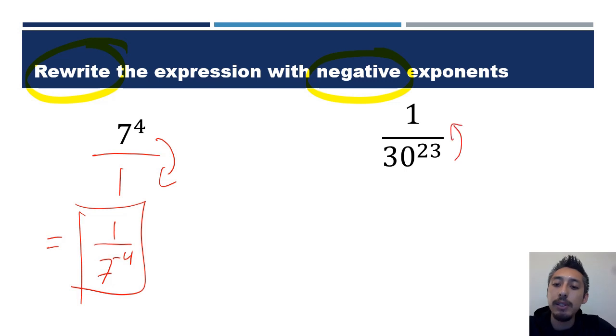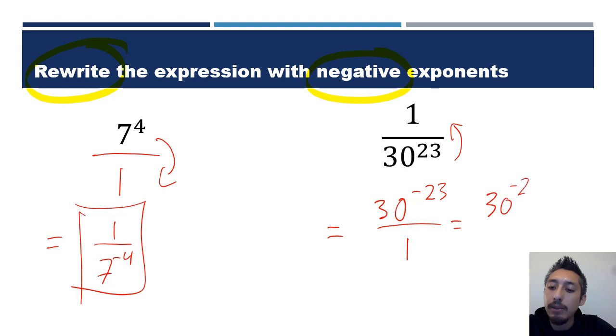So we're going to be moving this to the top, which means that our final answer is going to be 30 to the power of negative 23 over 1. Or we don't have to put that 1 at the bottom. This is the same thing as saying 30 to the power of negative 23.